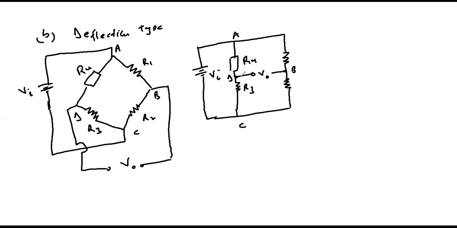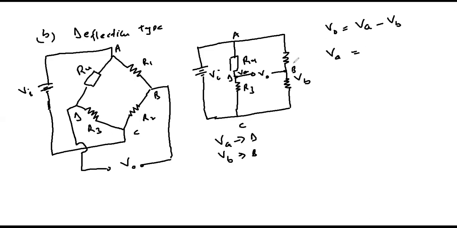If we take the voltage at point D to be VA, and the voltage at point B to be VB. So the voltage here is VB, the potential here is VA, then it does mean the output is the difference between the two, which can be written as VA minus VB.